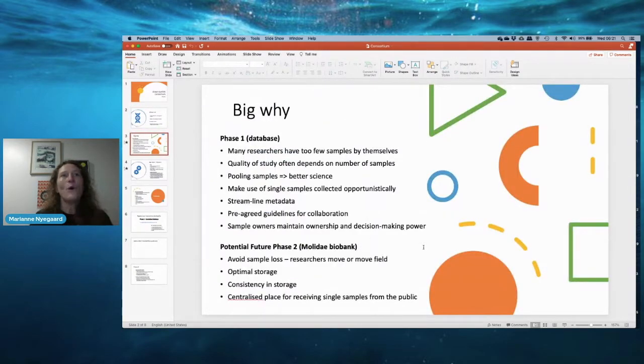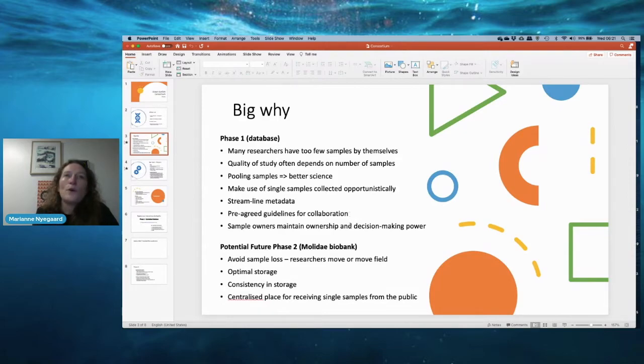And the reason why is like most researchers don't have enough samples by themselves at this stage to answer a lot of these questions that are coming up. And the quality of a study often depends on the numbers. So if we pool our samples, we get better science. And we can also make use of these individual samples that are sitting around the world. And we can streamline the metadata in this database. And we can, most importantly, I think, have pre-agreed guidelines for collaboration.